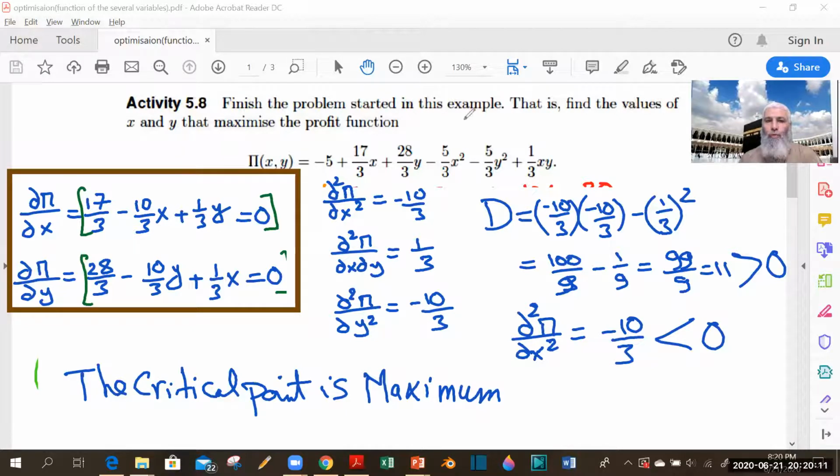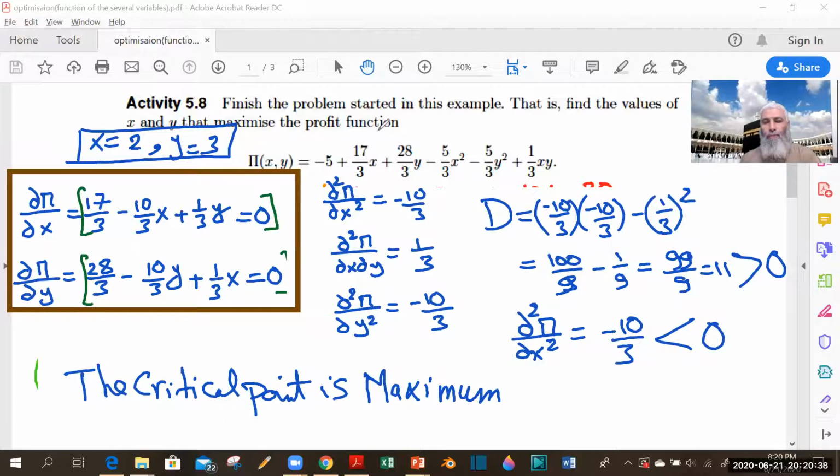Find the values of x and y that maximize the profit. So x will be equal to 2, right? And y equals 3. We just solved it before. This is the critical point when the profit will be maximum.